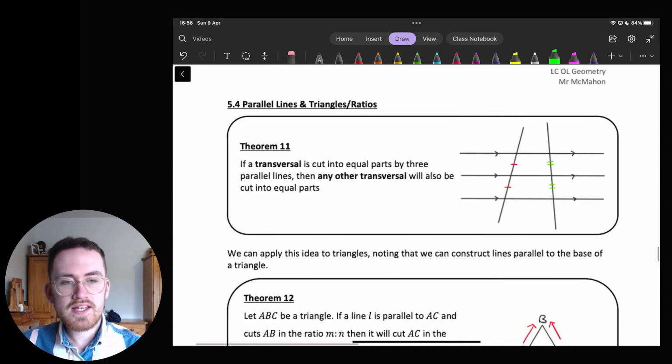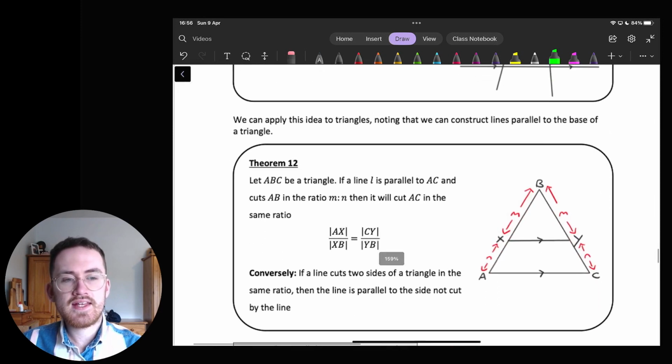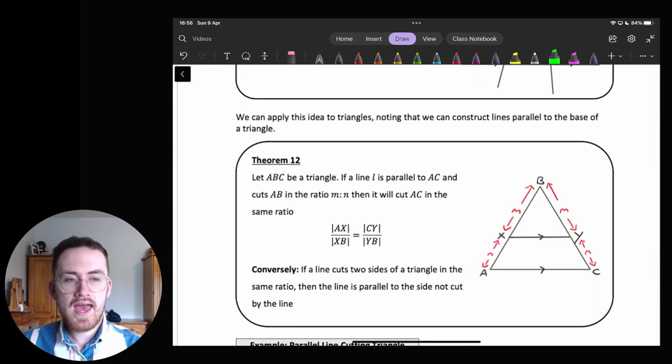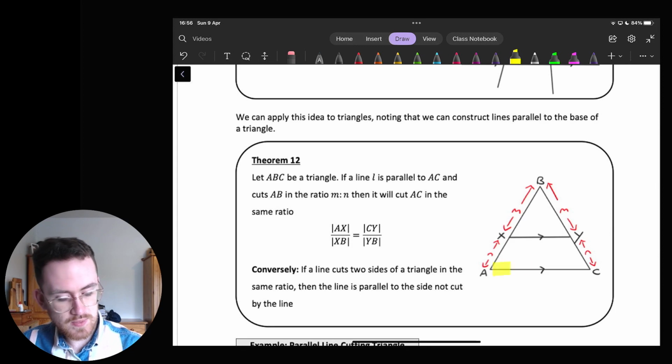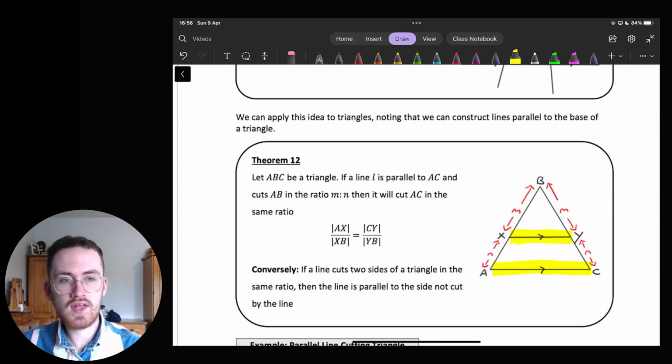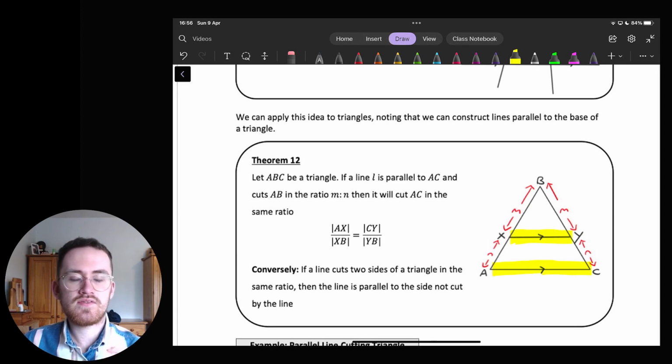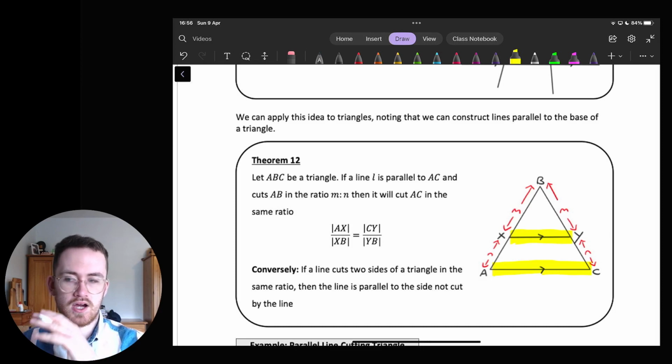So how that applies to triangles is that we can draw a line within the triangle that's parallel to the base of the triangle. So that's what we have here. We have the base of our triangle, and we have another line that we've drawn that's parallel to that baseline. And what we've said from that theorem is that if these parallel lines cut another section into equal parts, then it will do the same on the other side.